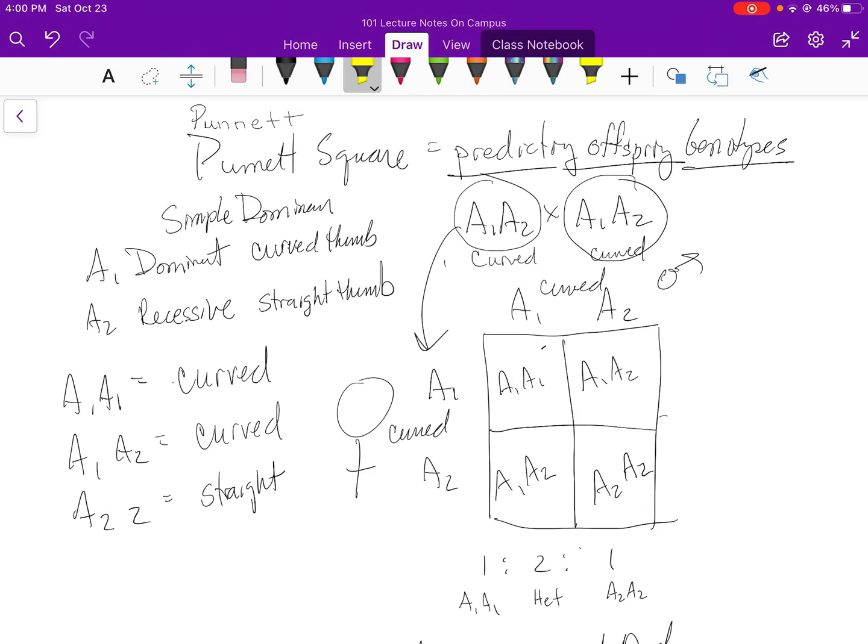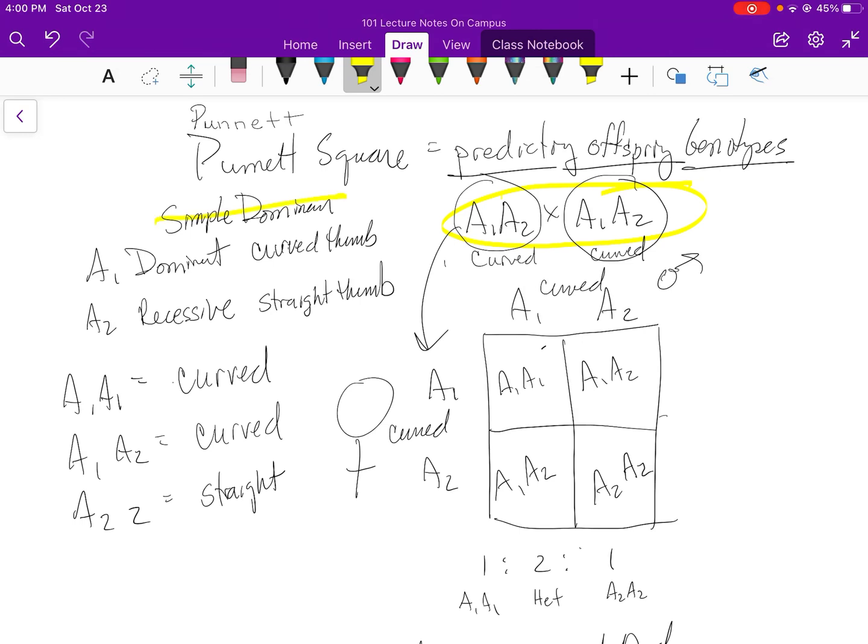So this is an example where I'm going to cross these two individuals. They're two heterozygote individuals, A1A2 by A1A2, right? And so what I want to know is what are the likelihoods of getting the different possible genotypes? What are those genotypes? And which ones are more common, or are they all the same? So we're going to do a simple dominance example, which is pretty common for this.